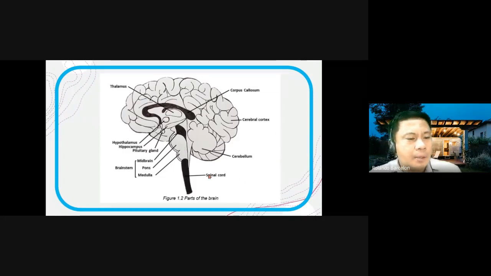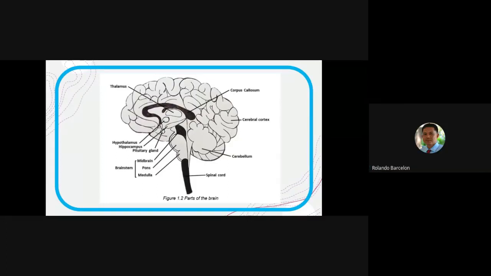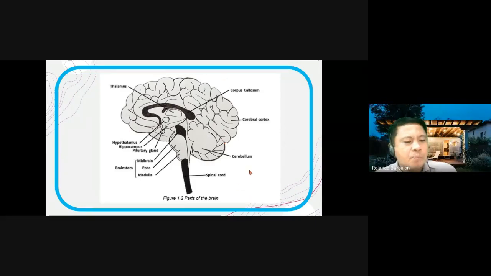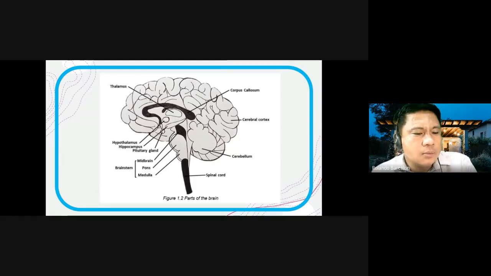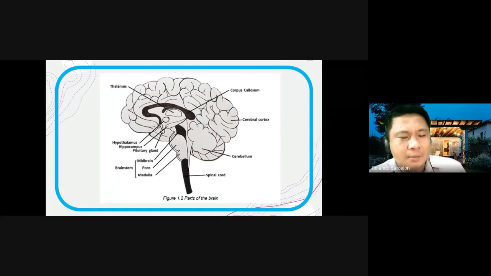Okay, so we have here the different parts. Can you see the different parts of the brain? Yes, sir. Okay, this is your time to see your brain. Tingnan natin kung pareho, meron ka pang ganyan. We have here the different parts of the brain. We have the forebrain, the midbrain, and the hindbrain.